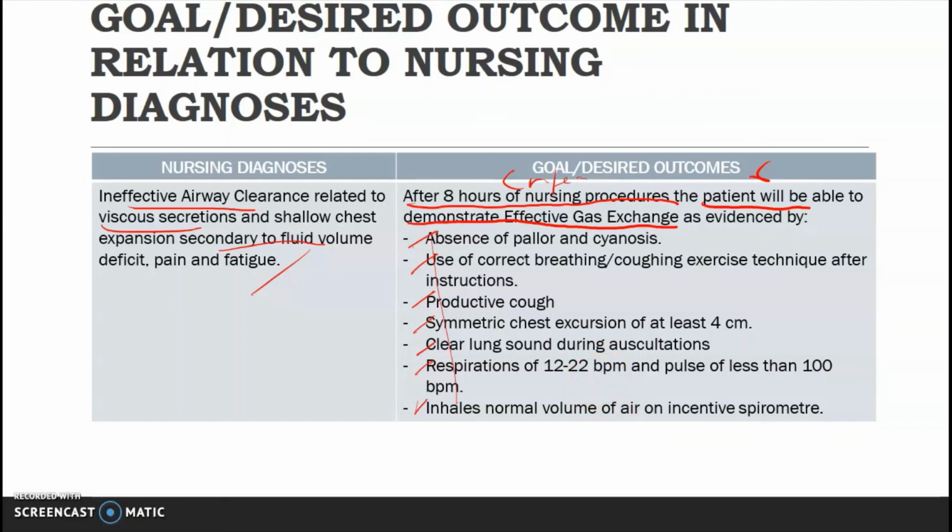We are going to end the video at this moment. We are going to discuss the second part of your planning phase, which is the creation of your nursing interventions in relation to the desired outcome or goals that were set. Please look out for our next videos.